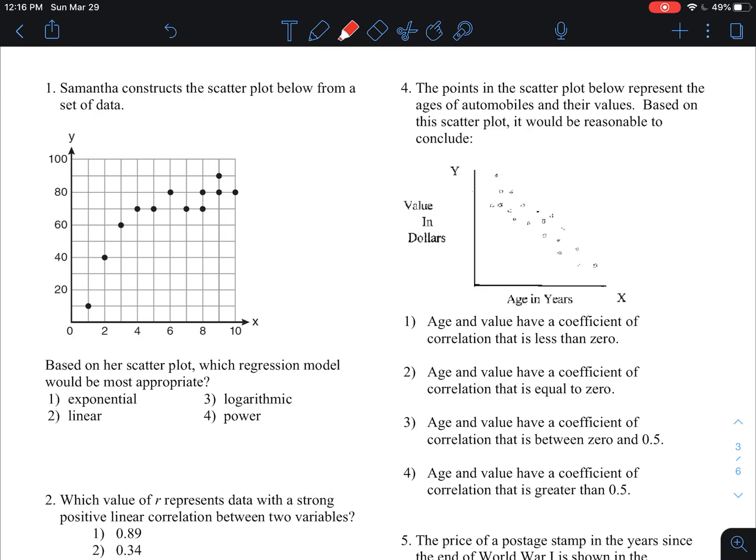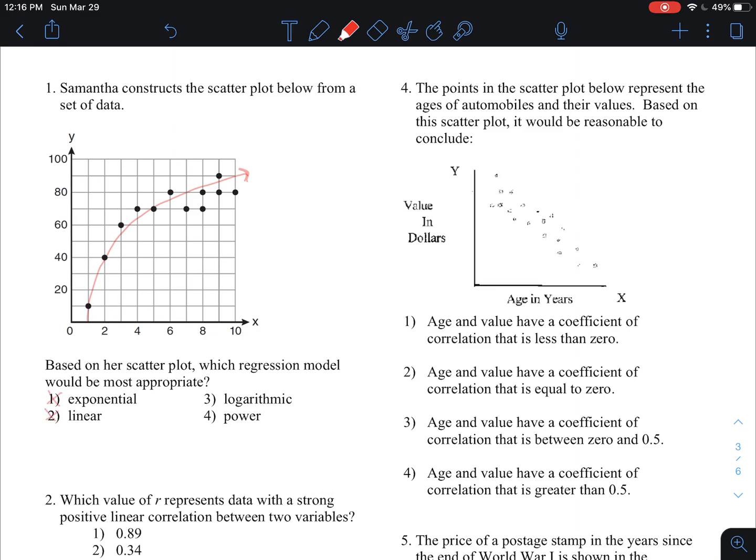So number 1 says, Samantha constructs the scatter plot below from a set of data, and what we're being asked is, based on her scatter plot, which regression model would be most appropriate. So we're thinking we have exponential, linear, power, and logarithmic. So what I always like to do is try to sketch something that would go as close to all of my points as possible, to get kind of in the middle of them.